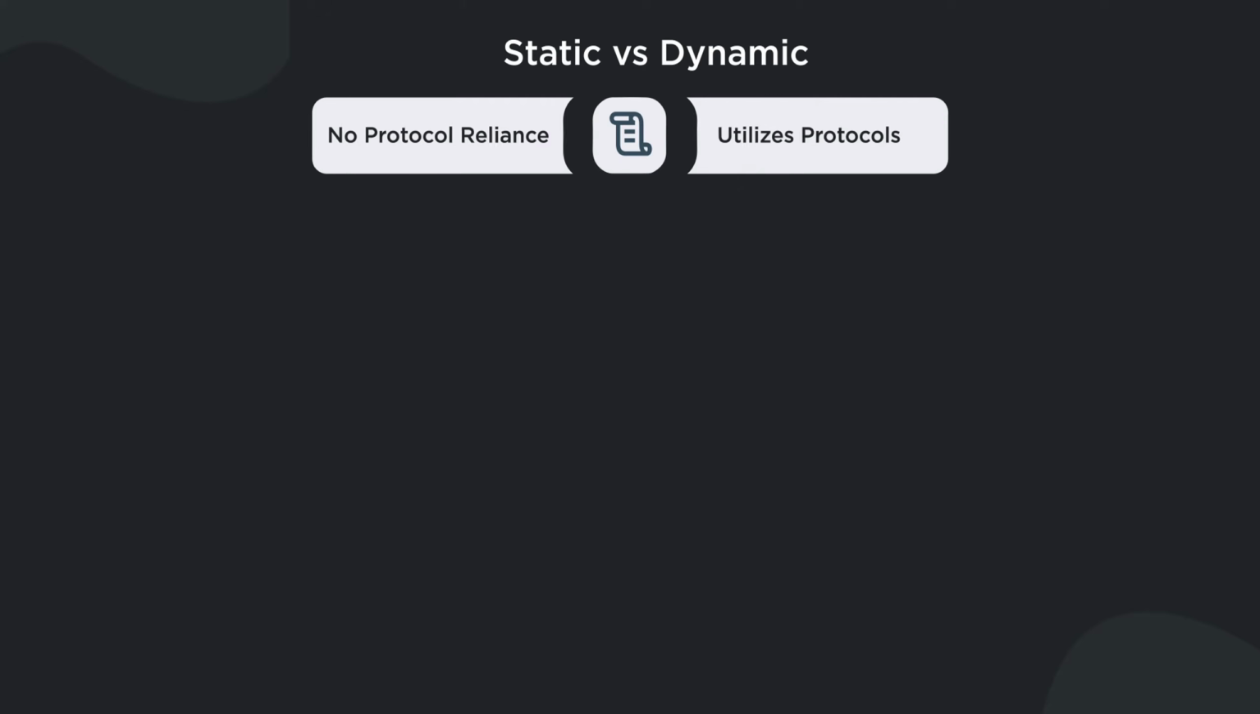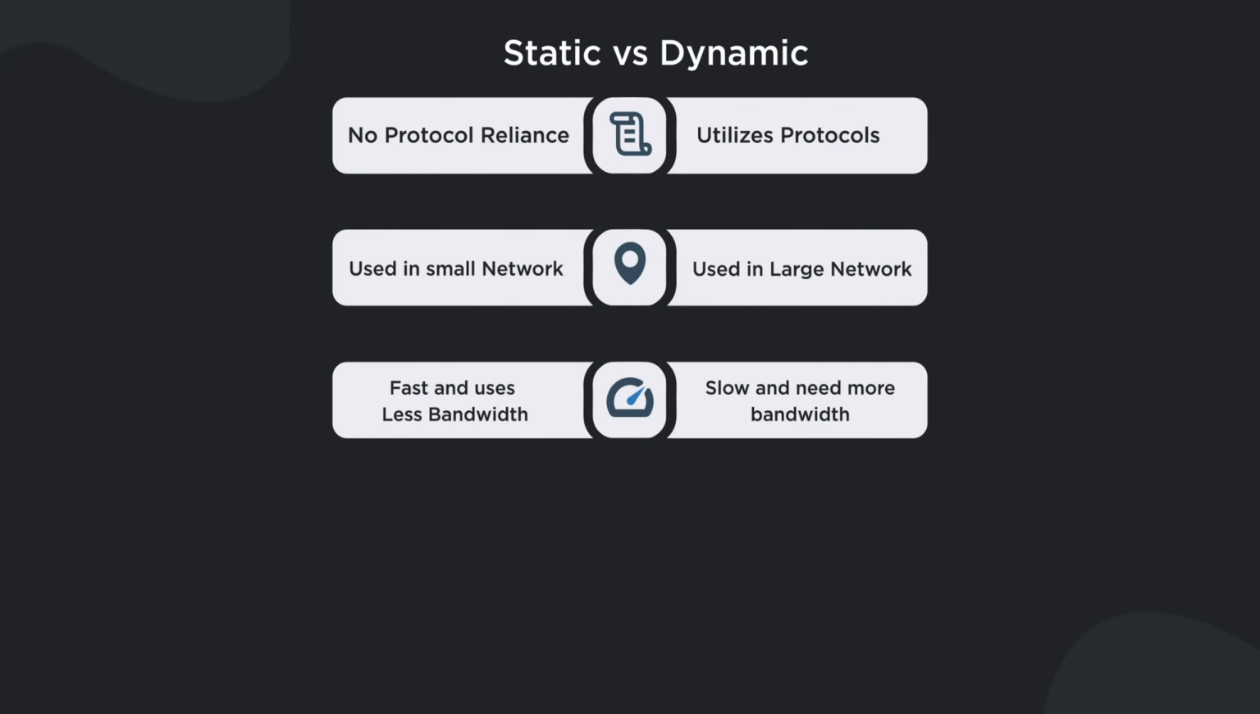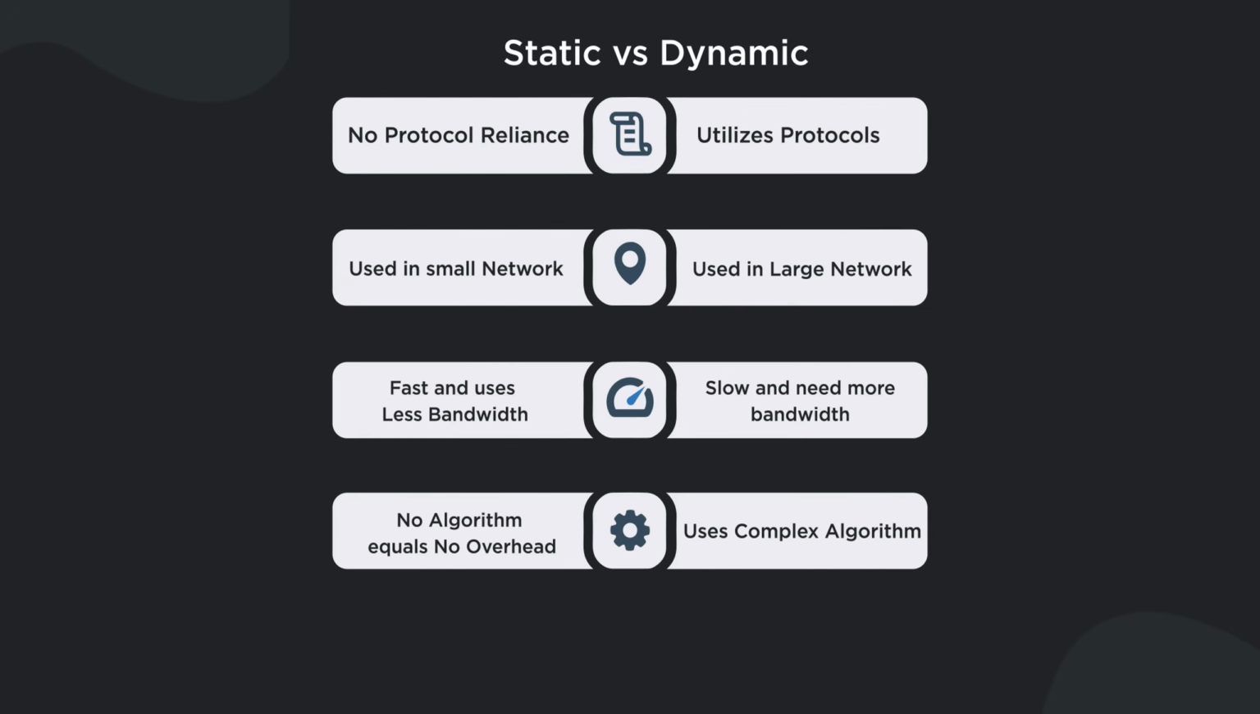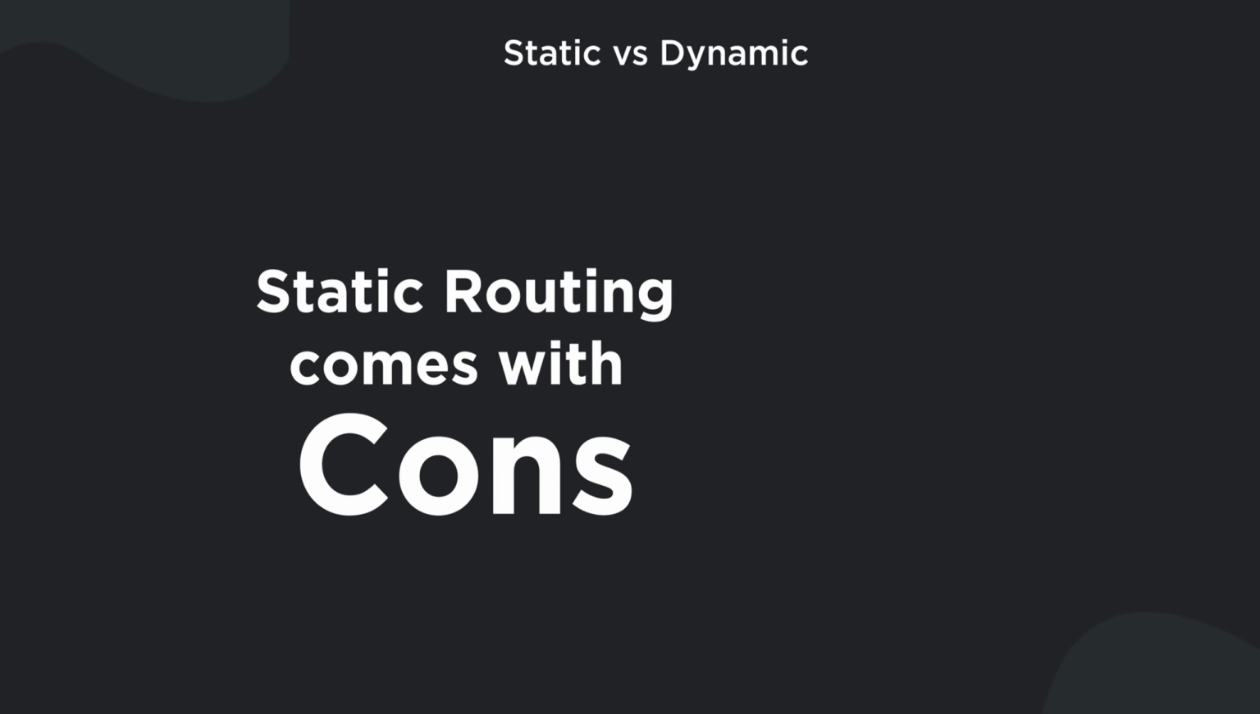Static routing is simple. It doesn't rely on any other protocols for routing decisions and is often best for small networks. It is fast, uses less bandwidth and has no overhead. It is also easier to perform administrative tasks, especially in a scenario where multiple paths are available for a single node. But it all comes with some cons.